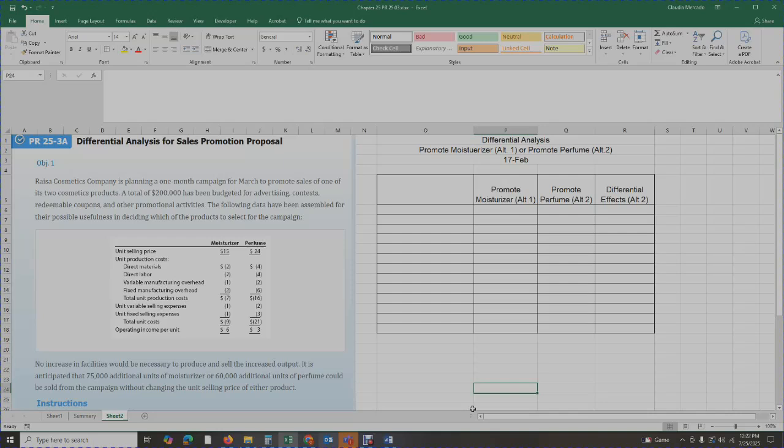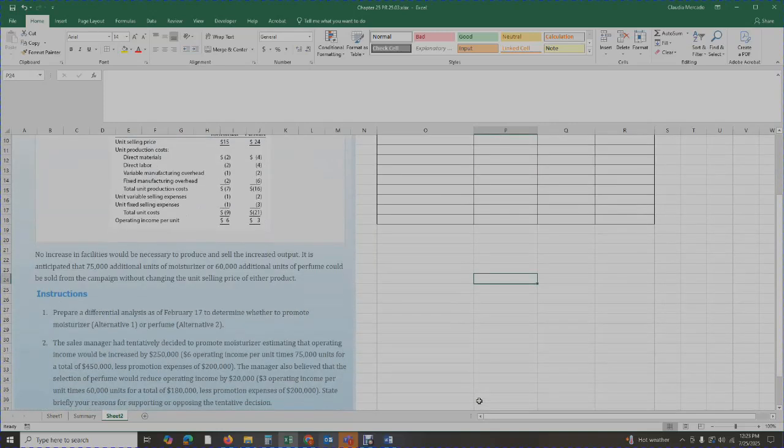After that, we have the unit variable selling expenses, $1 and $2 respectively. And we've got the unit fixed selling expenses of $1 and $3. Our total unit cost is $9 for the moisturizer, $21 for the perfume. Thus, our operating income per unit is $6 for the moisturizer and $3 for the perfume. It says here that there is no increase in facilities that would be necessary to produce and sell the increased output. It is anticipated that 75,000 additional units of moisturizer or 60,000 additional units of perfume could be sold from the campaign without changing the unit selling price of either product. Okay, so we've got all of the data we need.